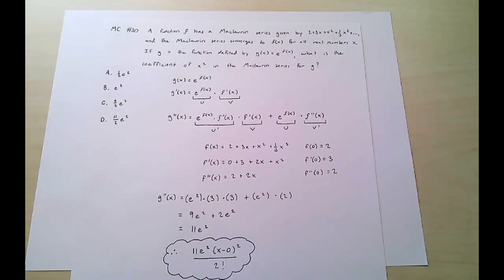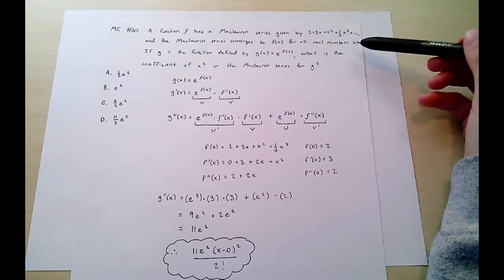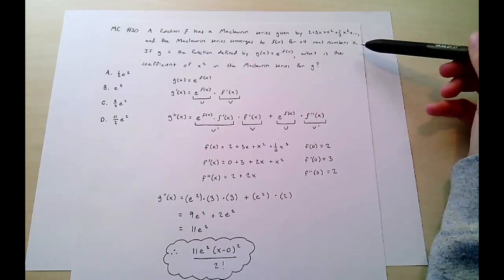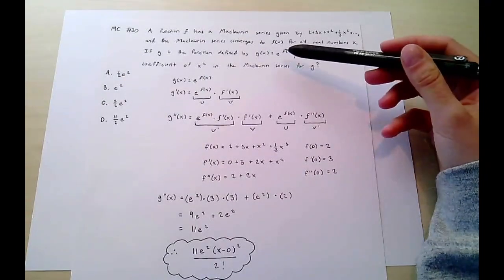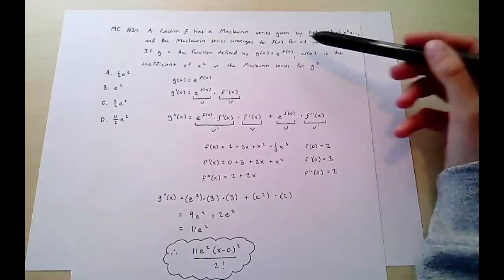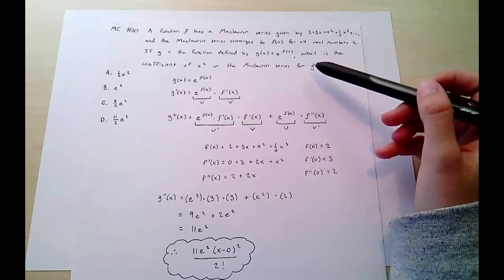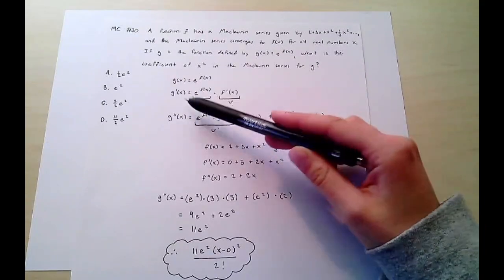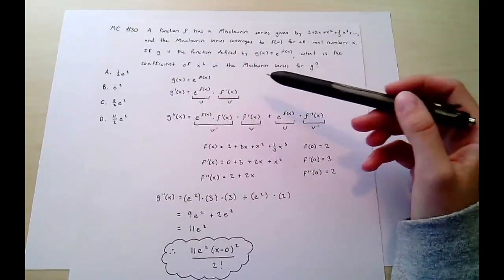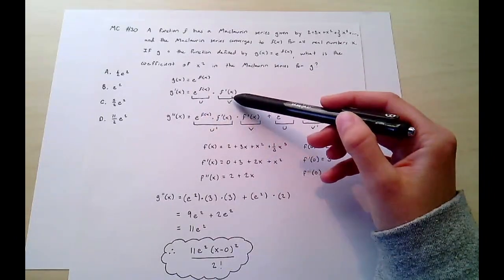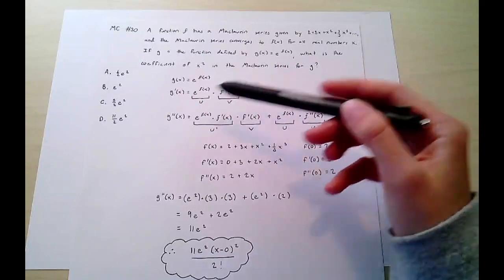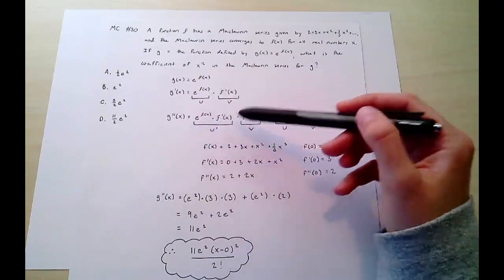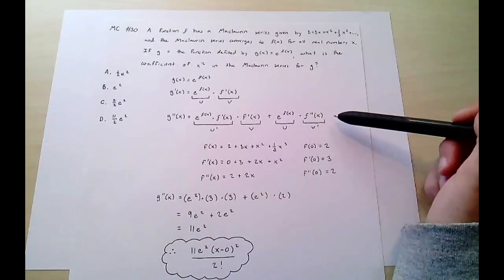And lastly, we have multiple choice number 30, where a function f has a Maclaurin series given by this right here, and it converges for all real numbers x. If g is the function defined by g of x, which equals e to the f of x, what is the coefficient of x squared in the Maclaurin series for g? So first I set g of x equal to e to the f of x, and I took the derivative, and this is a u-v problem, so when you take the second derivative, you have u'v plus uv'.